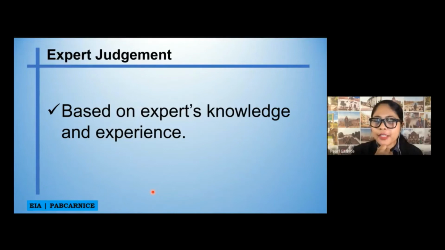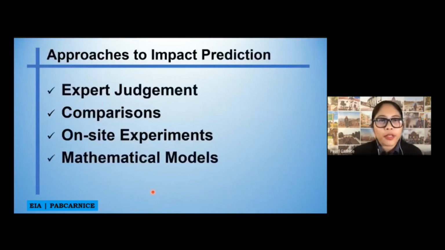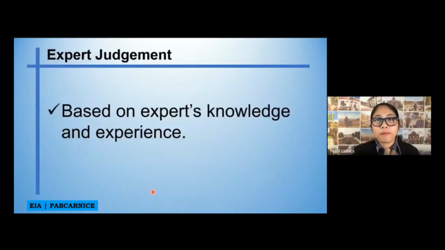A risk... I forgot the correct term for that specific person who is an expert on risk assessment. There's actually a specific term for that kind of specialist. But anyhow, again, one of the approaches to impact prediction is expert judgment, based on experts' knowledge and experience.